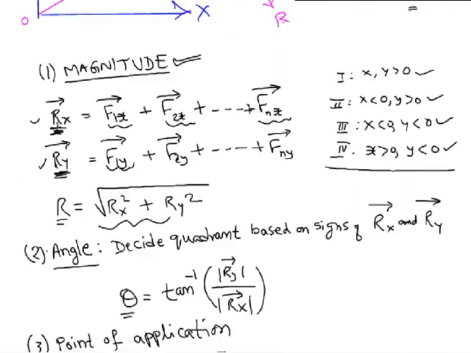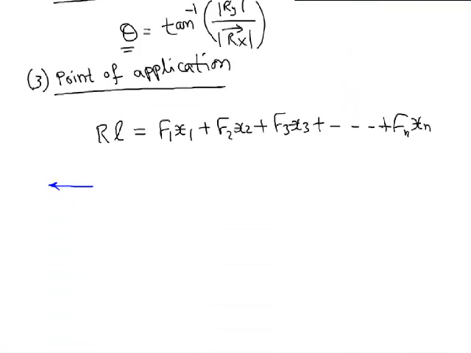So you sum up the moments of the individual forces F1 X1 plus F2 X2, F3 X3 and so on, and equate it to RL. We know the magnitude R, and we know all these quantities F1, X1, F2, X2, F3, X3 and so on. Thus we know the location L.